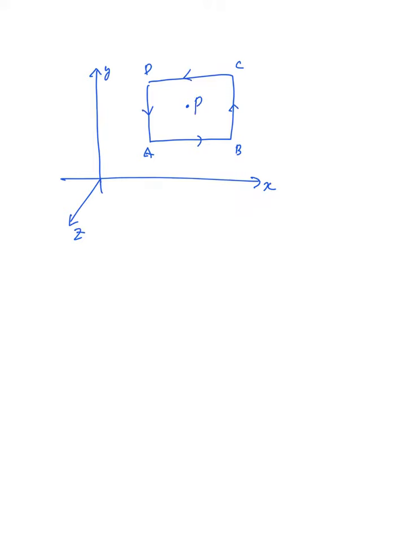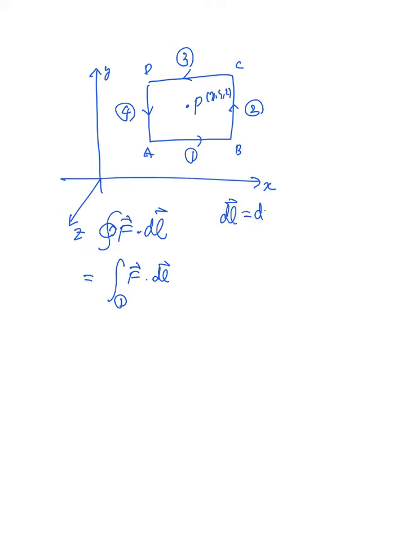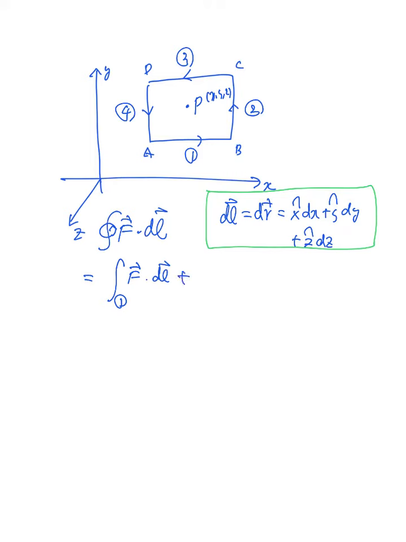Assuming that this is point P, 1, 2, 3, 4. Let's try to do this integral. This is a closed integral, which is path 1, where dl is actually dr, x dx plus y dy plus z dz. So we have the integral of F dl on path 2, F dl on path 3, plus F dl on path 4.